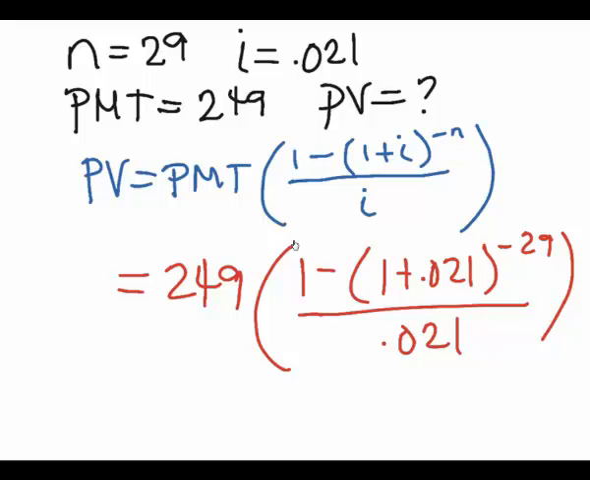I get 0.45266. I'm going to divide that by 0.021. I get 21.55546, and then times that by 249. And I get my final answer to be $5,367.31. I'm so sorry about my bad handwriting. I promise my handwriting is not that bad, but try writing with a stylus on an iPad. It's so hard.